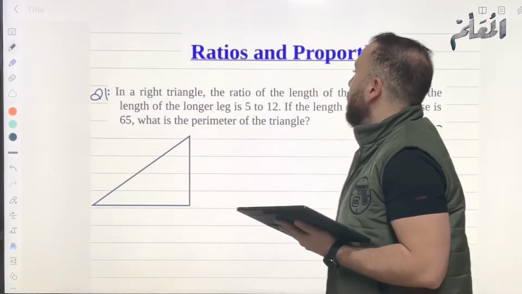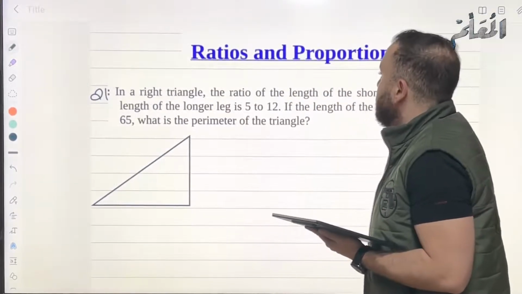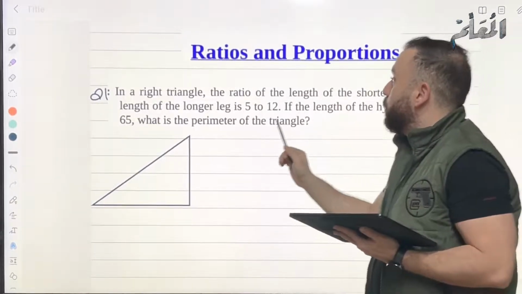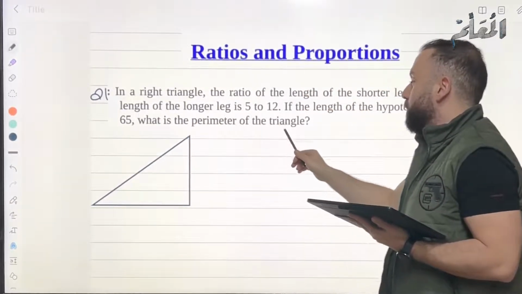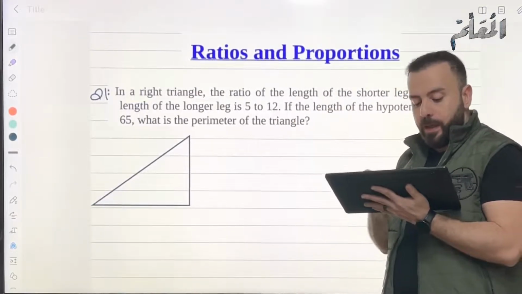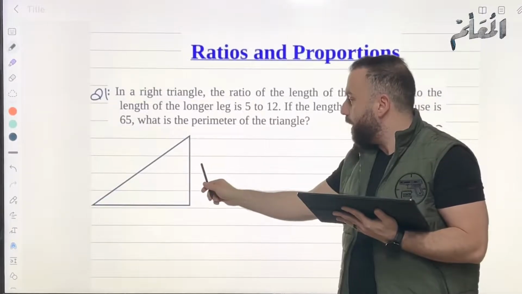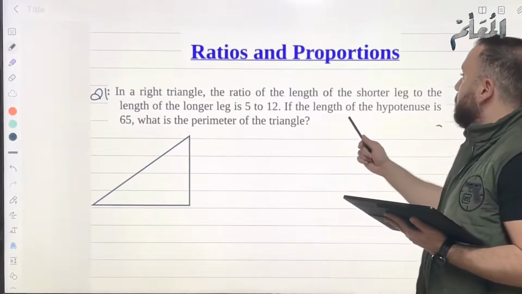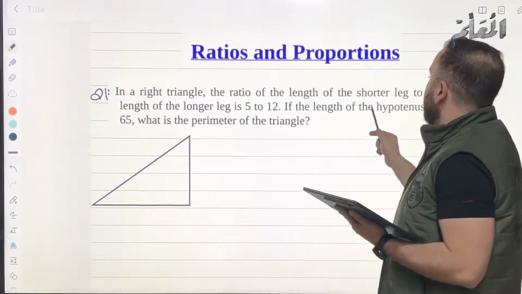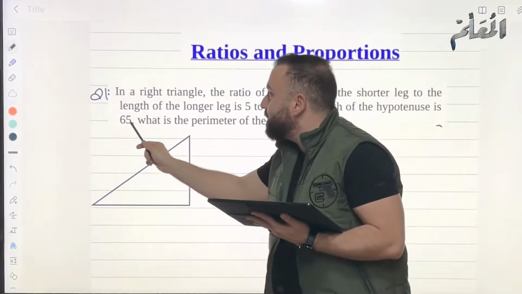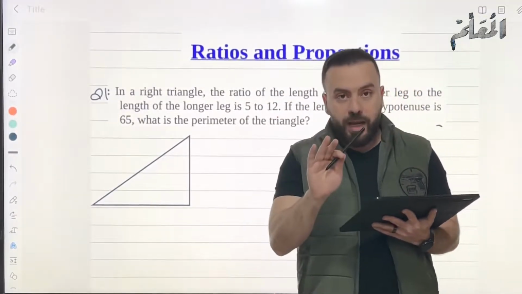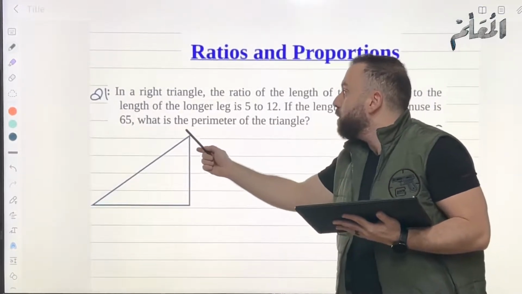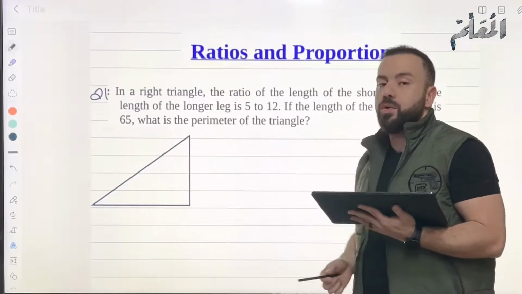In the right triangle, the ratio of the length of the shorter leg to the length of the longer leg is 5 to 12. So the ratio of the shorter leg to the longer leg is 5 to 12. If the length of the hypotenuse is 65, what is the perimeter of the triangle?